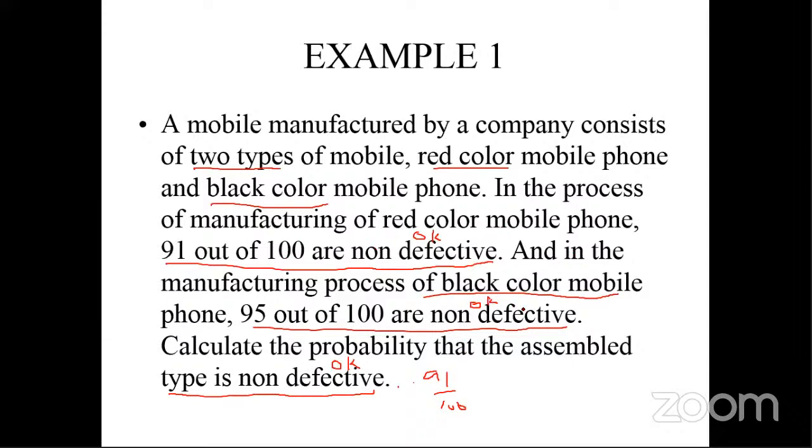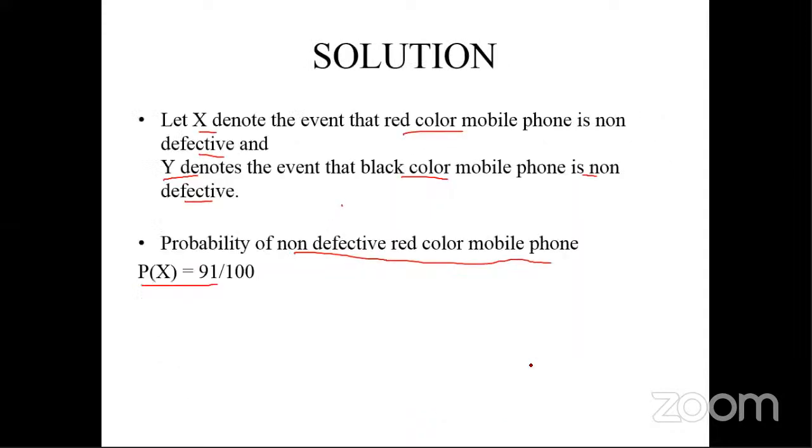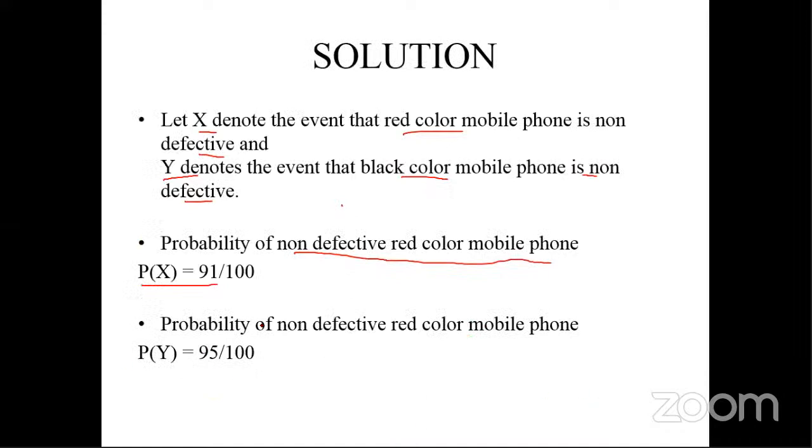Then, also for the black ones, we have 95%. So meaning 95 out of 100, for them, they are non-defective. This is what we have. So we are saying the probability of non-defective for the black phones is 95%. So that is 95 out of 100, while the probability of X is for the red. So when you divide this, you should be coming up with something.